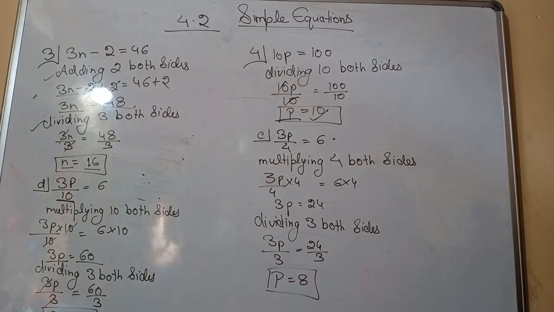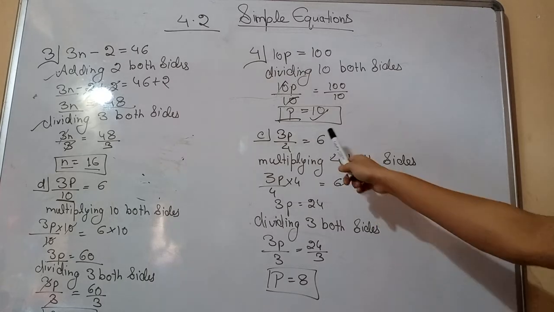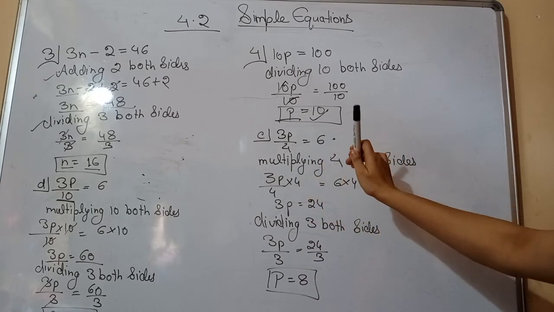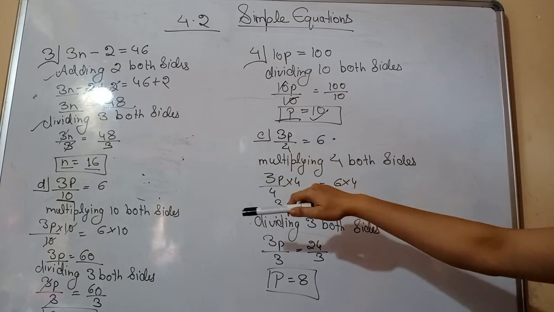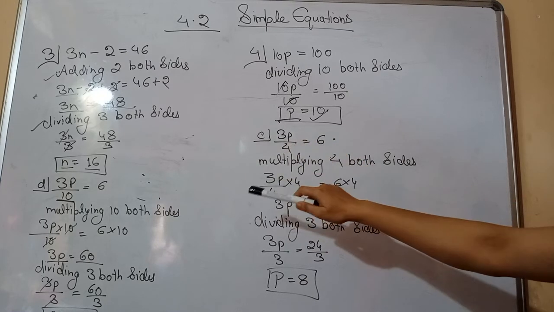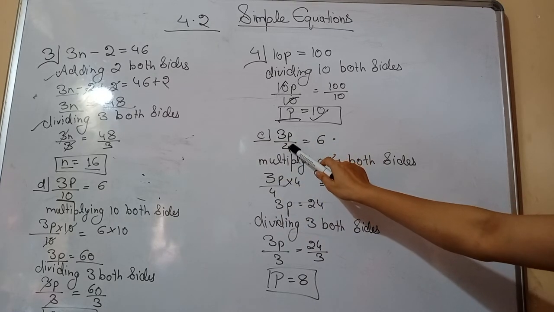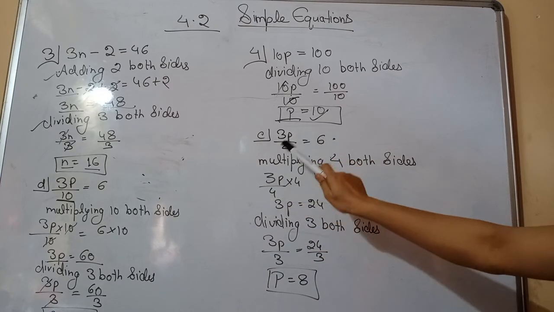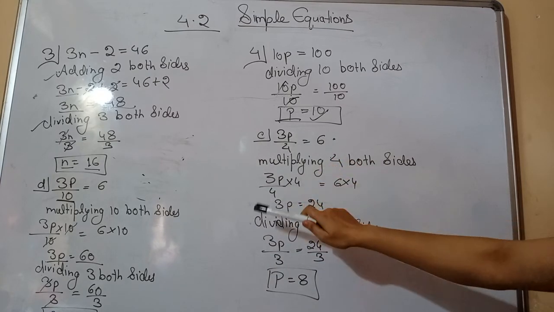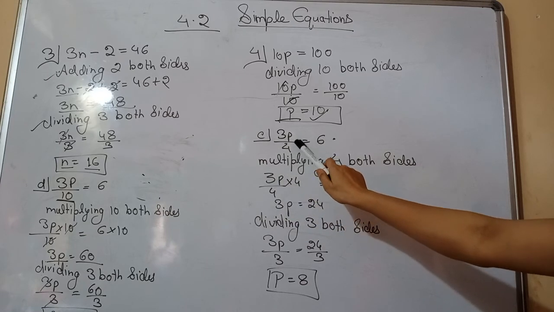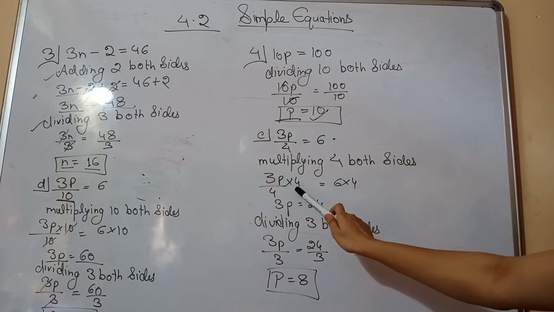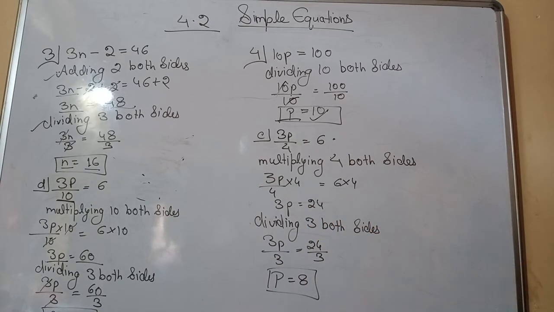Now let us see option number E of question number 4. I am explaining each type of question from the given patterns. 3p divided by 4 equal to 6. Now here I have told you that if you are having two constants with a variable, one is in divide, another is in multiplication, you will eliminate the divide constant first. So what is the divided constant here? That is 4. So 4 is in divide, so you will multiply 4 on both sides. So 3p by 4 multiplied by 4, and here 6 multiplied by 4.